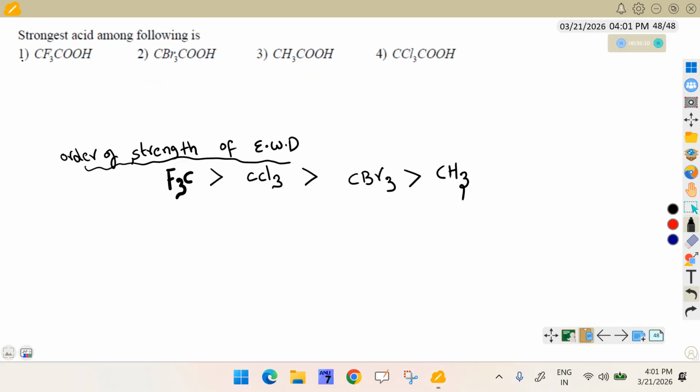The strong acid among the following is CF3COOH, because of the order of strength of electron withdrawing groups. CF3 is a strong electron withdrawing group. That's the reason the strongest carboxylic acid is CF3COOH.